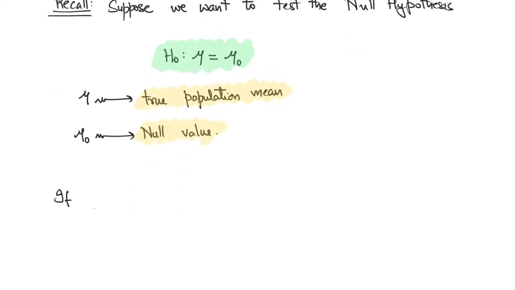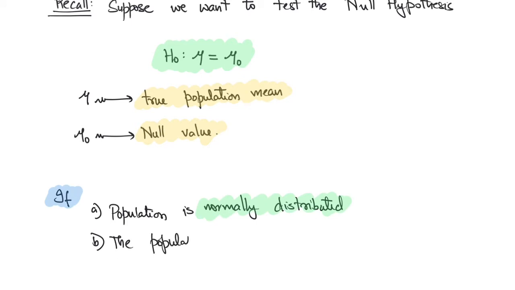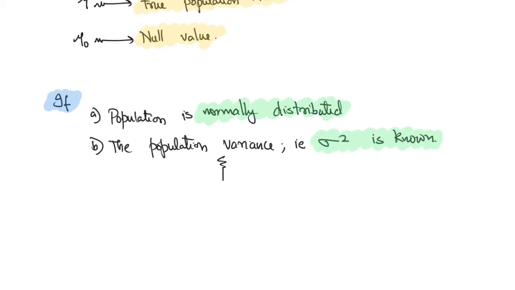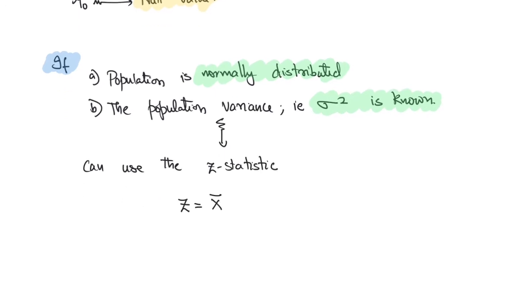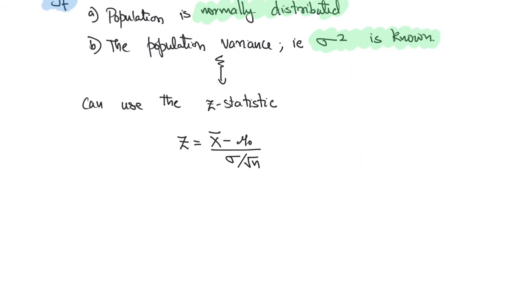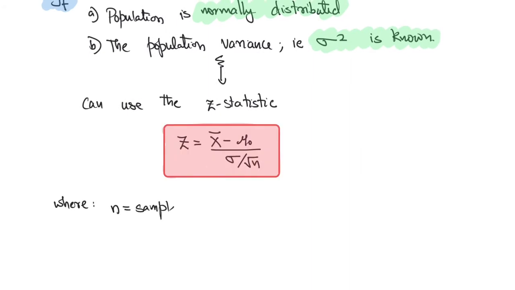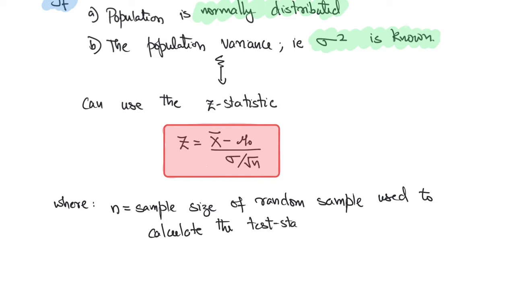Then, under the assumption that the population is normally distributed and that the population variance sigma squared is known, we can use the z statistic given by z is equal to x bar minus mu 0 divided by sigma over square root of n to derive a hypothesis test to test the null hypothesis against three possible alternative hypotheses. The n in the formula here is the sample size of the random sample that we use to calculate the test statistic z.